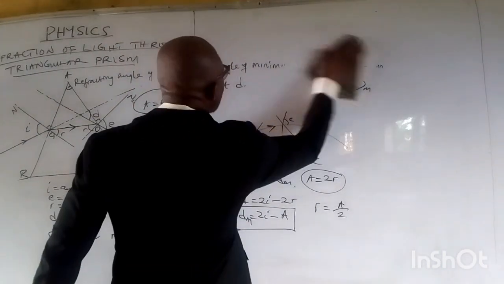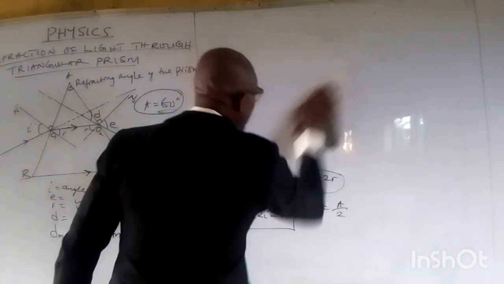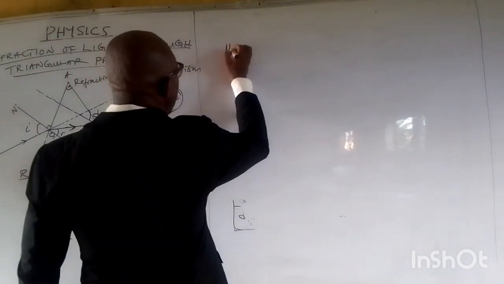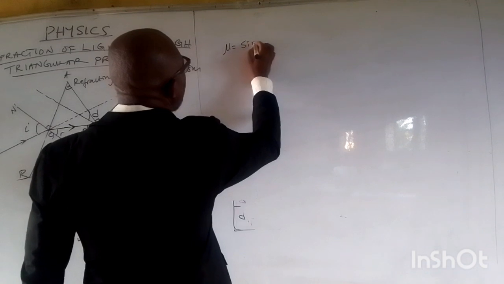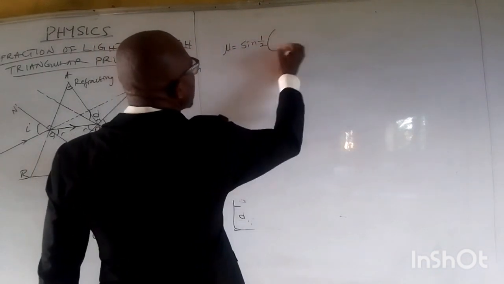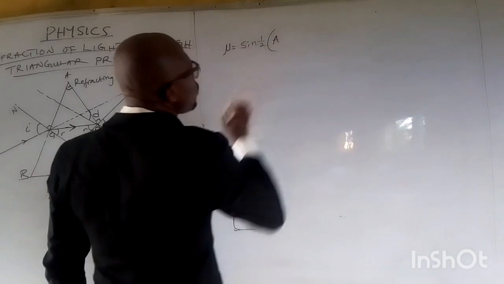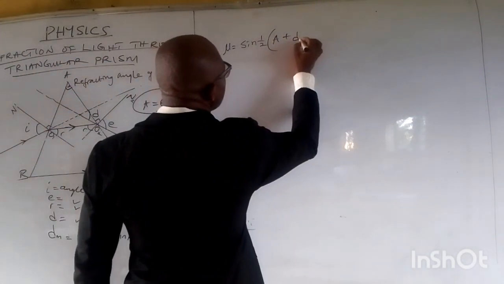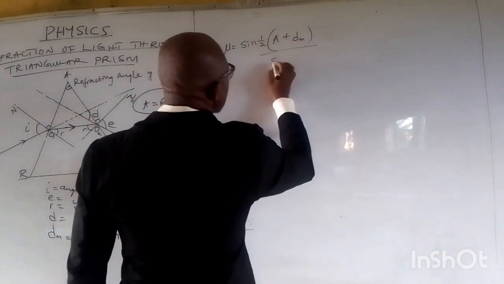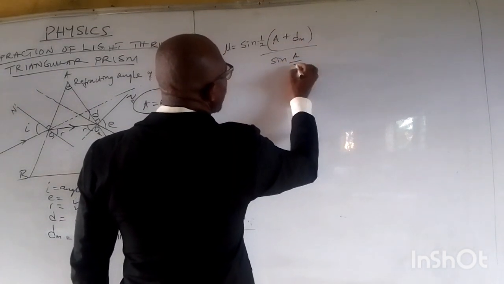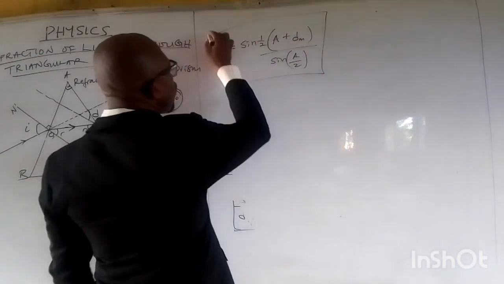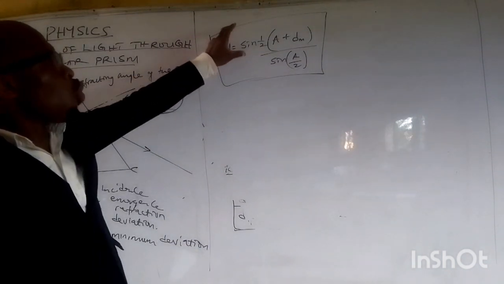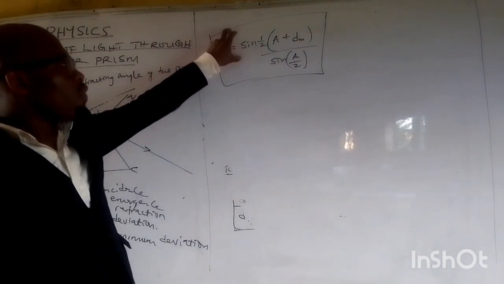And also, if A is known and D min is known, then we can calculate our refractive index. So if we want to calculate our refractive index, we have the formula: refractive index is equal to sine half into A, which is the refracting angle of the prism, plus D min, all over sine A over 2. So this is our formula for calculating the refractive index.